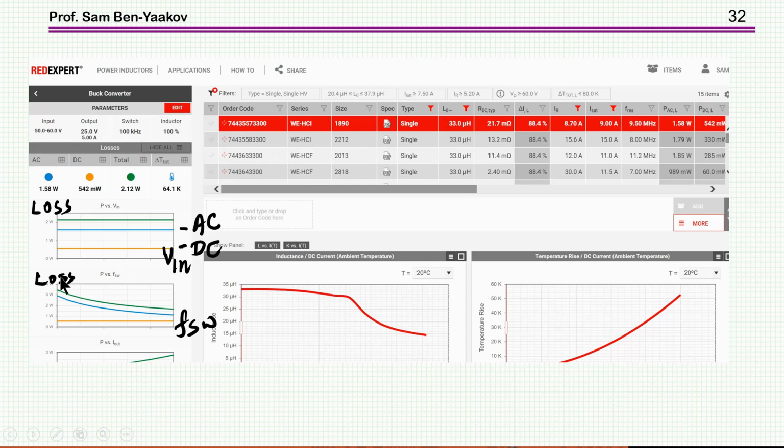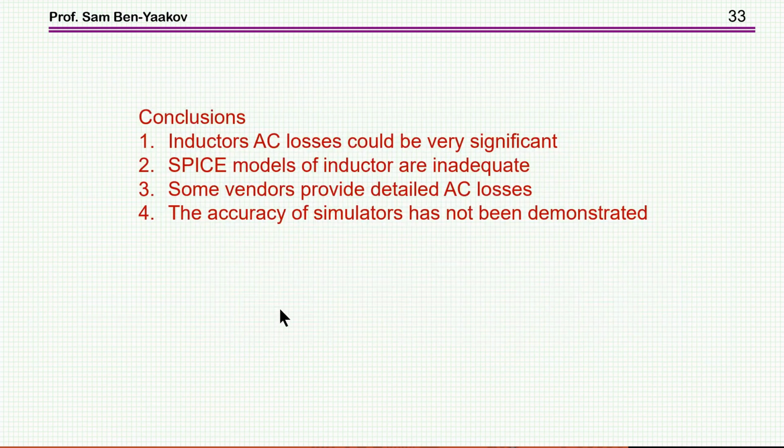And here the losses are broken down into the AC. This is the total, this is AC, and this is DC. And this is a function of V in, and here the function of the frequency. I see that indeed the AC component is changed. The DC component is of course not changing with frequency, there's no reason, while the AC component is increasing, as I've said, due to the fact that the ripple is becoming larger and therefore the losses of the core are getting larger. So what are the conclusions of this presentation?